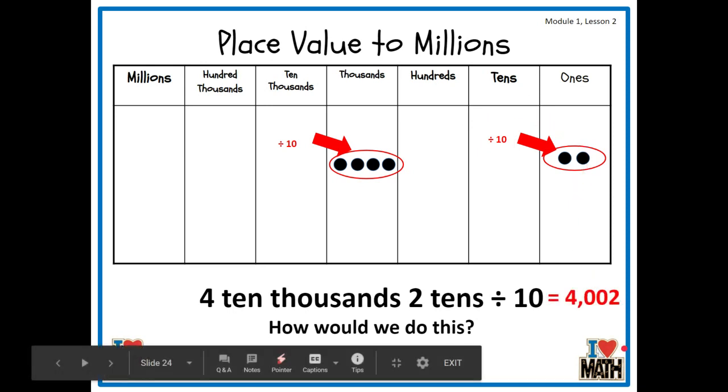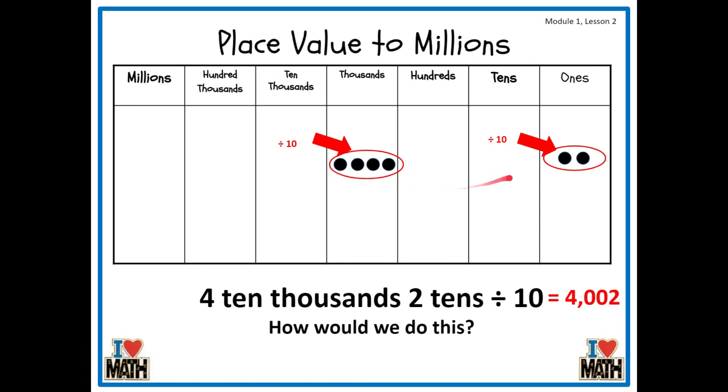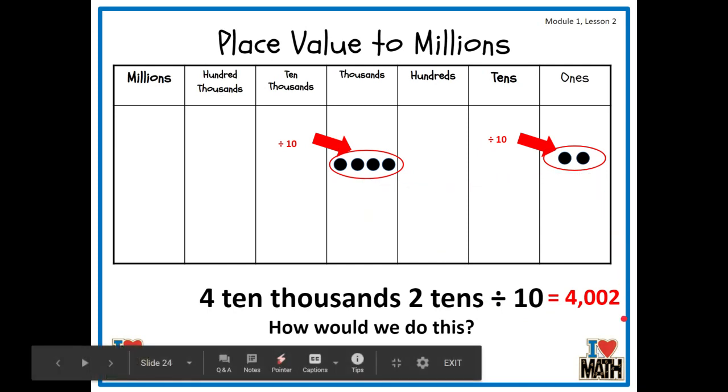So that's kind of just a good way to check yourself on that. Okay, so we started with 4 10,000s, 2 10s, divided by 10. And we end up with 4,002. And that's our answer right there.